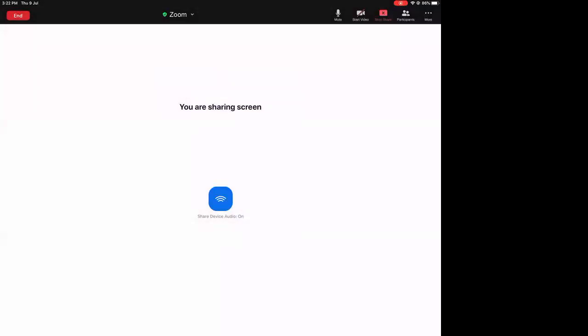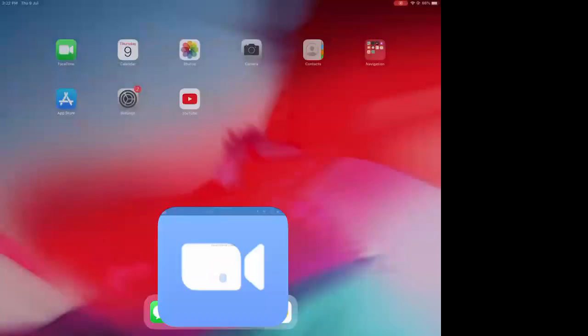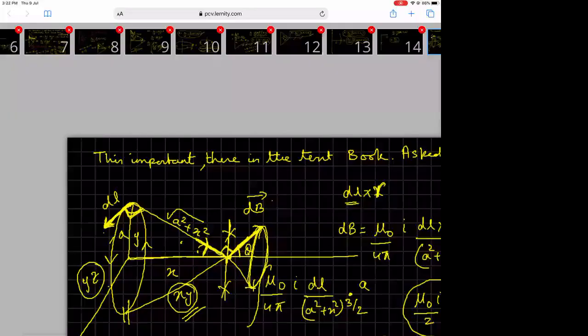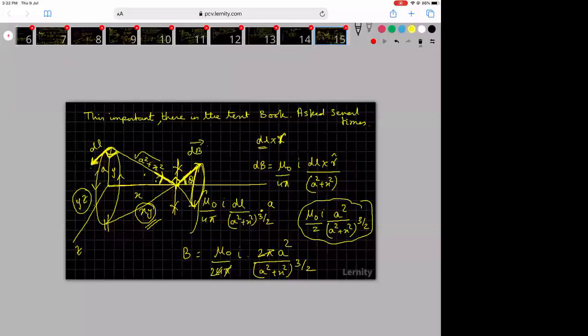I'll teach you first how to upload. I will do cos theta: this angle is theta, so this angle here is 90 minus theta. So if you're talking about cos theta, you will talk about sin theta. Sine of this is a divided by this. You are talking about this angle, though, that is d theta, that is not theta, but here we are not using d theta or anything.